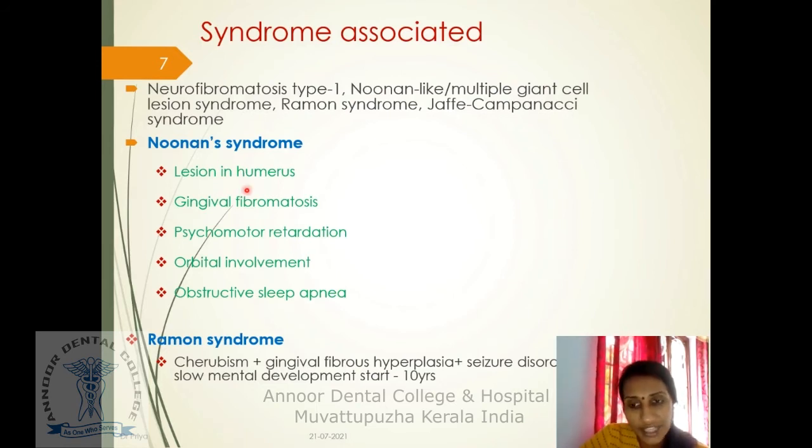So you get a lot of expansile or cystic lesions within the humerus area, gingival enlargement, which we call gingival fibromatosis, psychomotor retardation, that is psychological problems will be present, orbital involvement, and also sleep apnea. Ramon syndrome is again cherubism with gingival hyperplasia. So again gingival fibromatosis. You have seizures and slow mental retardation, and this mental retardation will start at the age of 10 years. So these are different features which are common to both these syndromes.